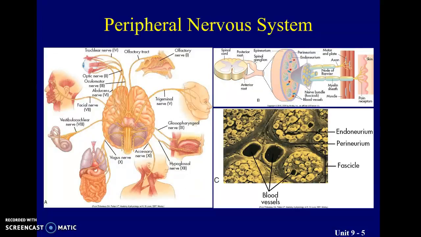You look over to the right, you can see the trigeminal nerve, which is cranial nerve 5. It has 3 primary branches. The trigeminal nerve is a mixed nerve.